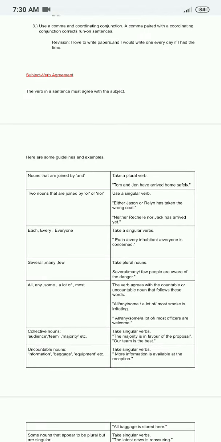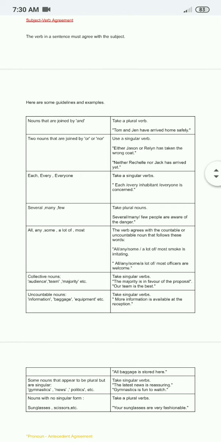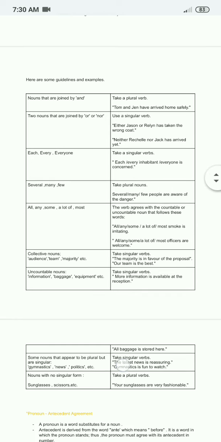And now, let's proceed to the next topic, which is subject-verb agreement. The verb in a sentence must agree with the subject. Here are some guidelines and examples. Nouns that are joined by "and" take a plural verb. Example: Tom and Jen have arrived home safely.